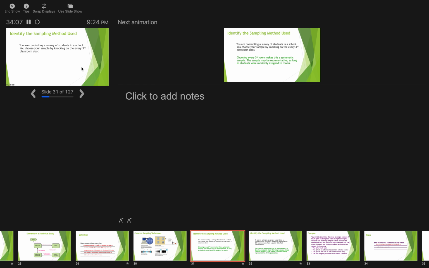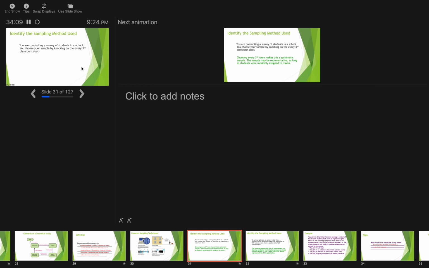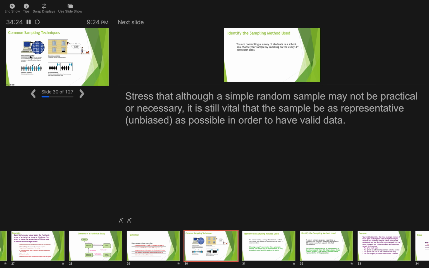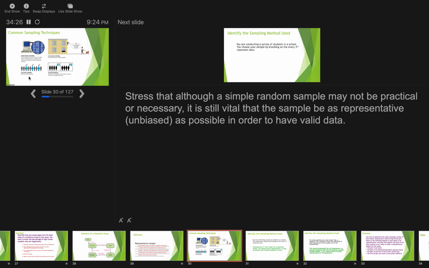All right, next up, you want to identify the sampling method used. So which sampling method are we using here? You're conducting a survey of students in a school, and you choose your sample by knocking on every 3rd classroom door. Just go back and look at this again. Simple random, systematic, convenience, or stratified sampling. I would suggest you take a picture of this for your phone in that math album.